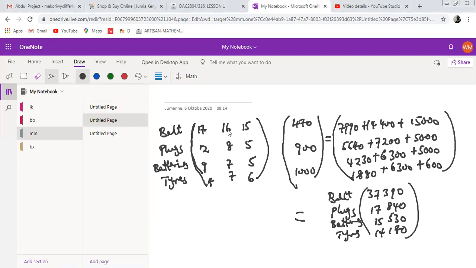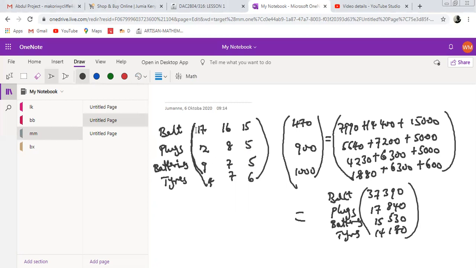If we put this now in matrix form, for the belts, saloon cars were requiring 17, station wagon 16, and then the double cabin 15. So we have got this. The plugs, the same case. The saloon requires 12, station wagon 8, and 5 for the double cabin. The same case applies to the battery.